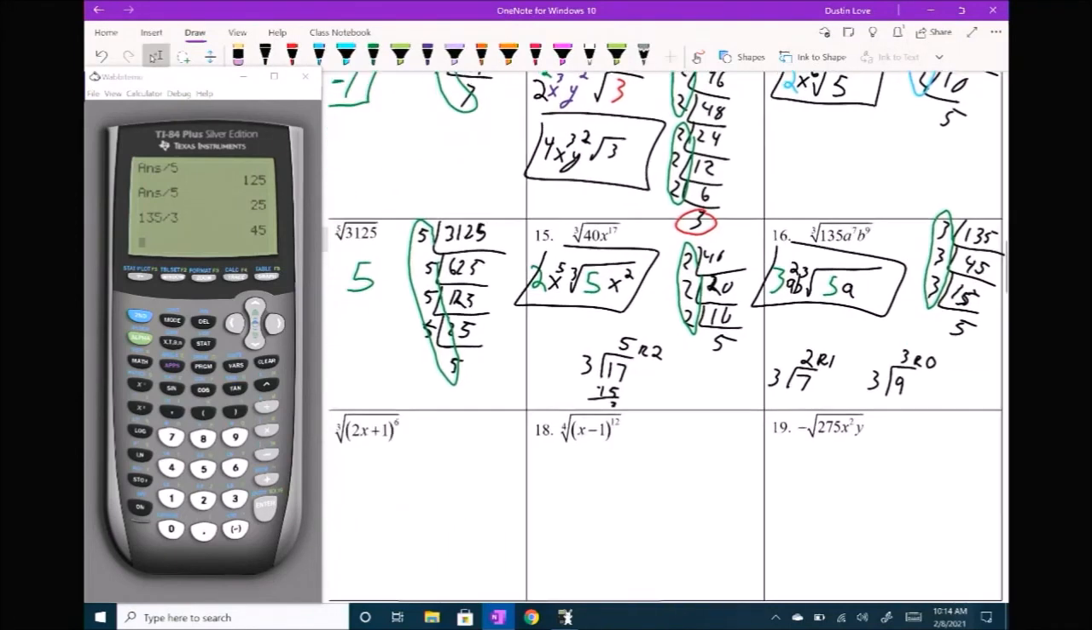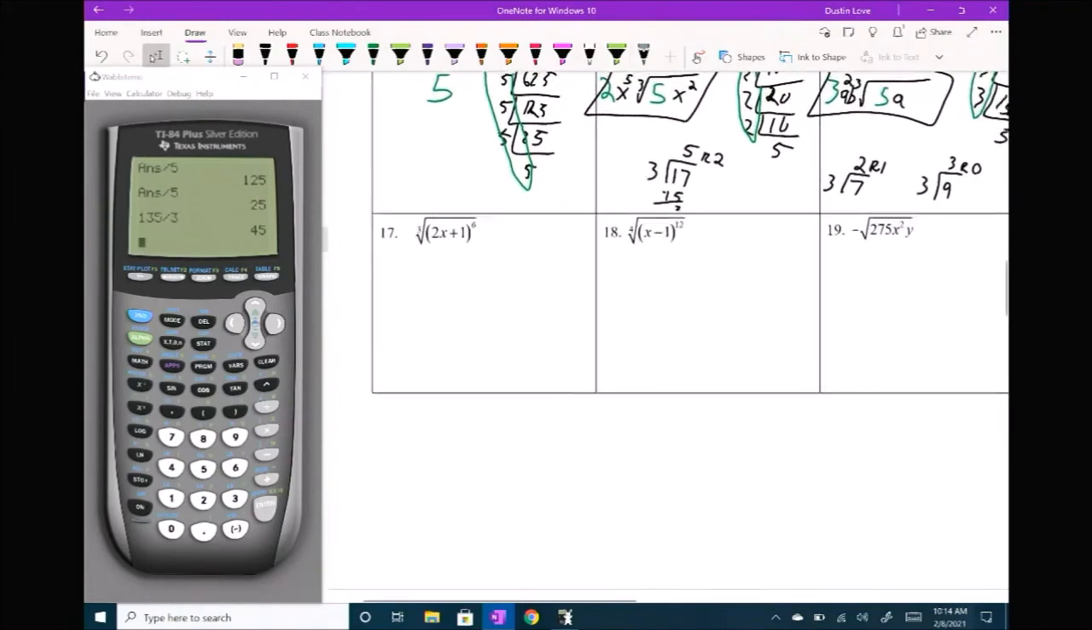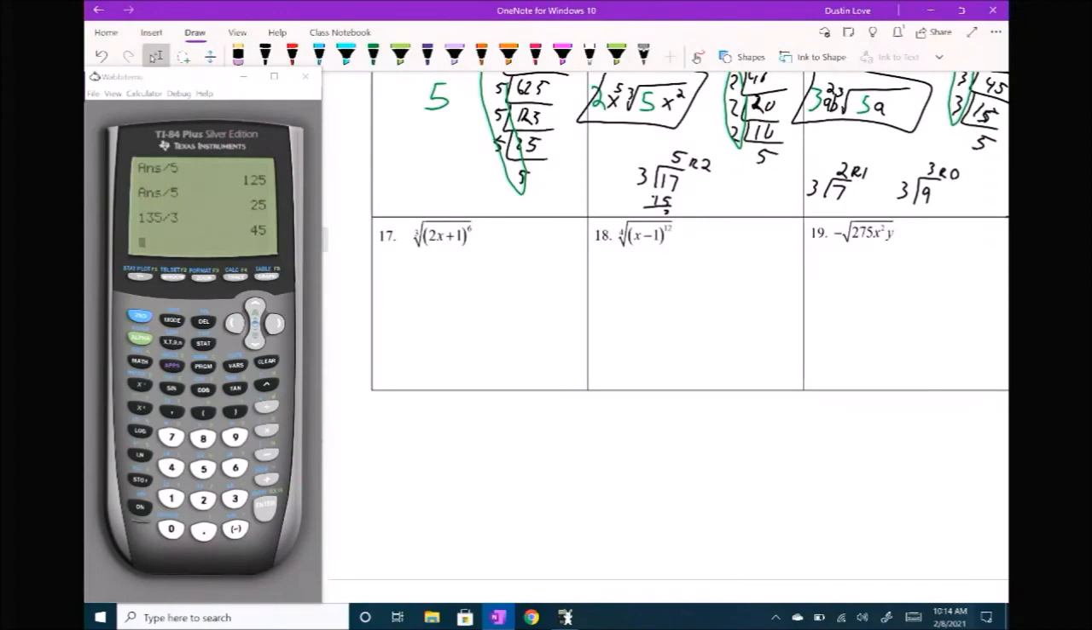Okay, moving on to number 17. Now on this one, because this whole thing is in parentheses, I'm going to start off by simplifying the exponents. 6 divided by 3 is 2 remainder 0. So that cubed root symbol is going to be completely wiped away. I'm going to have 2x plus 1 squared, and that is all. I could expand it out, but I'm not going to. It just simplifies down to 2x plus 1 squared.